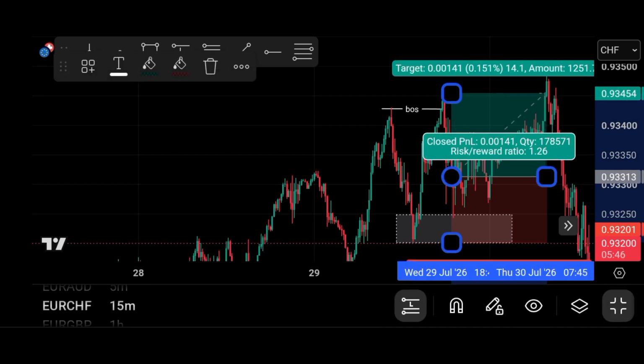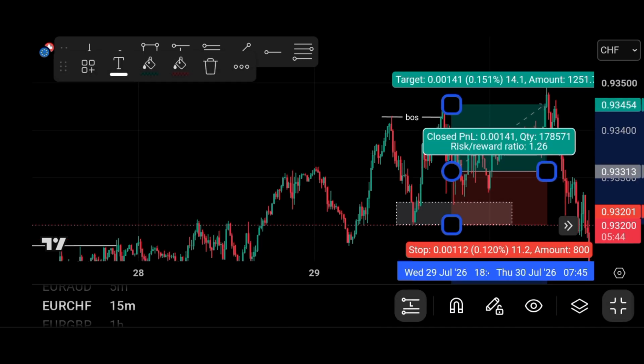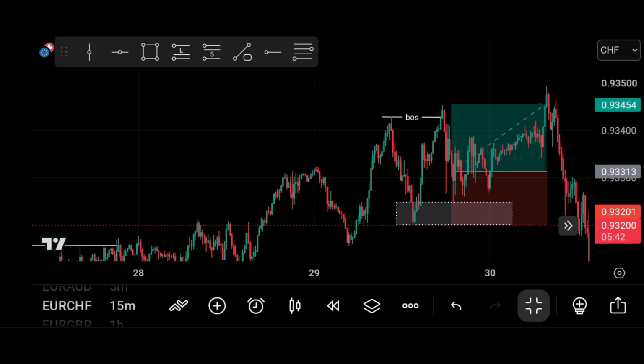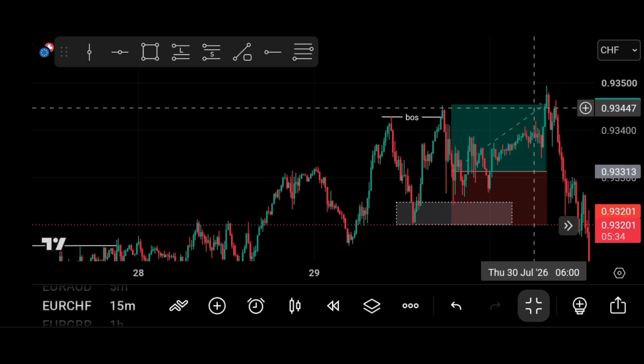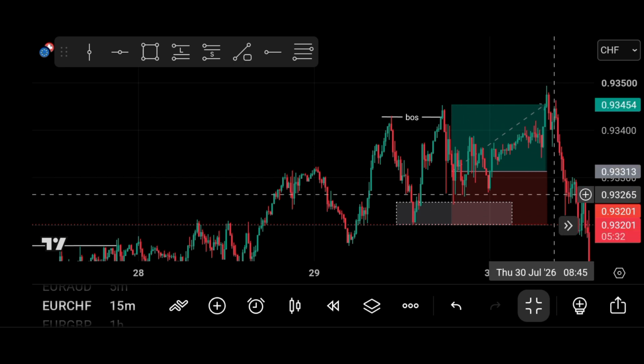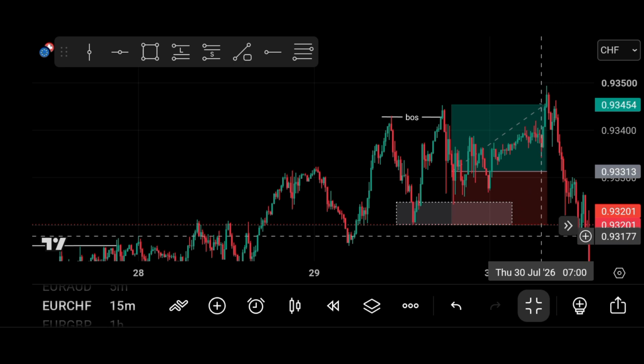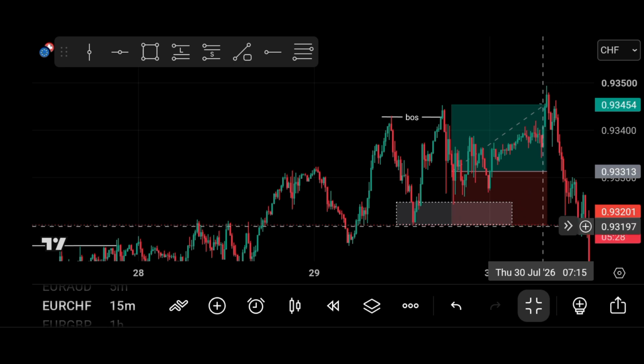Was it a 1-to-2? No, it was a 1-to-1, 1-to-1 plus, which is also fine. And you see why it is ideal to stick to your setup. Shortly after my 1-to-1 was hit, price reversed, and had I been holding the trade longer, I would have been taken out in loss.